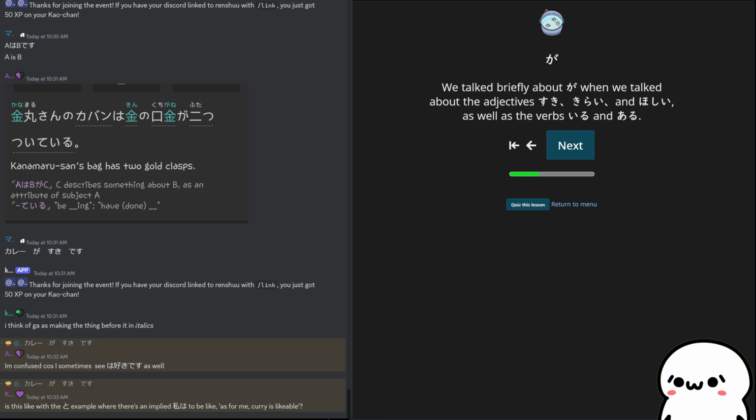Someone mentioned a few messages up in the Discord that they think of ga as making the thing before it in italics. That's not right completely, but it's also not wrong completely. And that's one way to help bring you closer to a better understanding of ga. And so I would see that as a valuable statement, as one that helps you understand it. So let's jump in to what Renshu talks about.